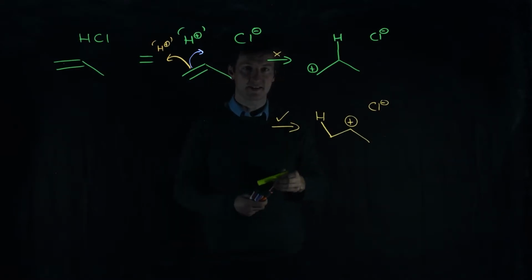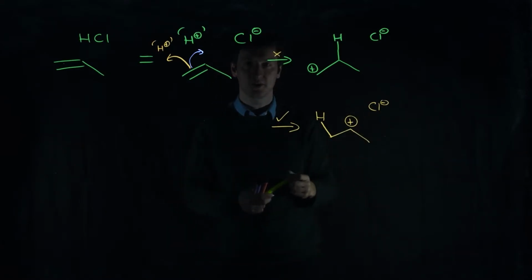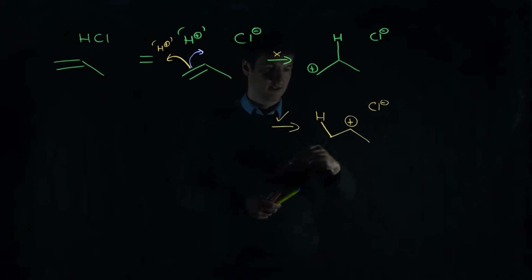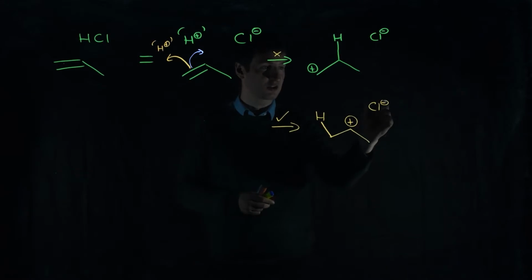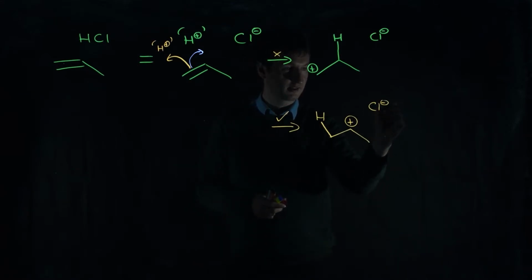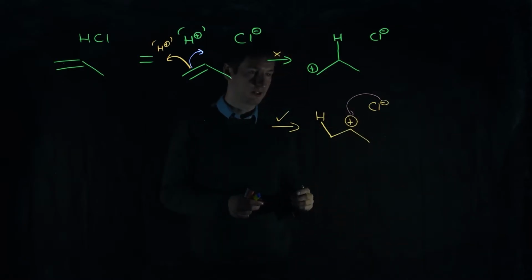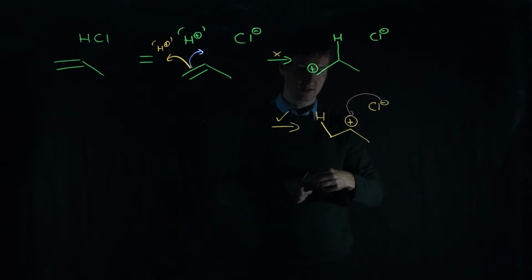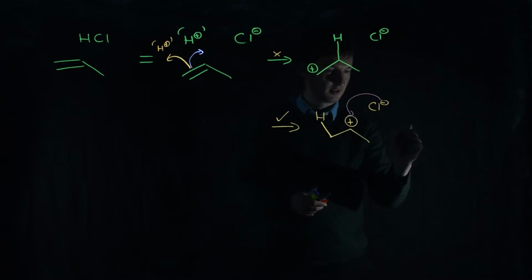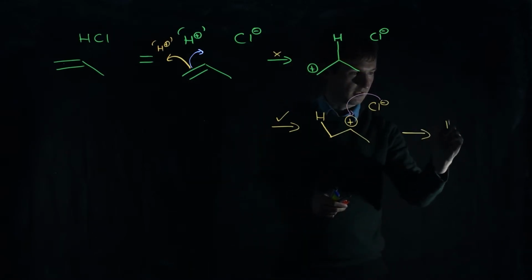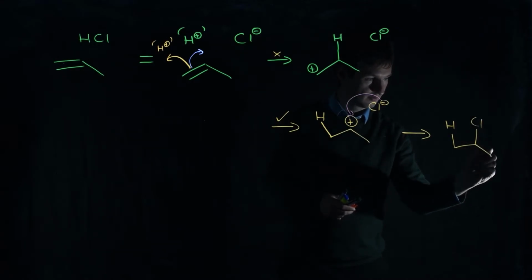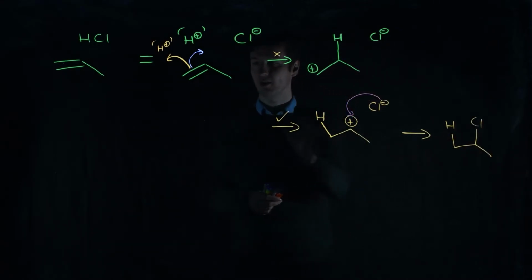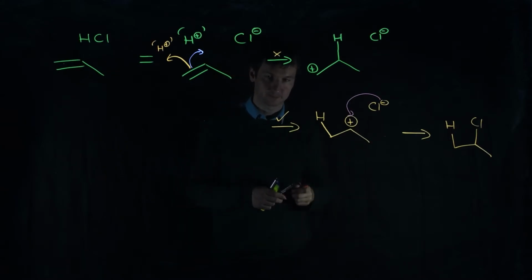Well, what happens next? We've still got electrophiles and nucleophiles to think about. This is a fantastic electrophile. It's a carbon with a positive charge, and this is an alright nucleophile. So this pair of electrons is going to form a new carbon-chlorine bond, and we can draw out the product of our reaction, which is going to be the addition of hydrogen chloride across the double bond.